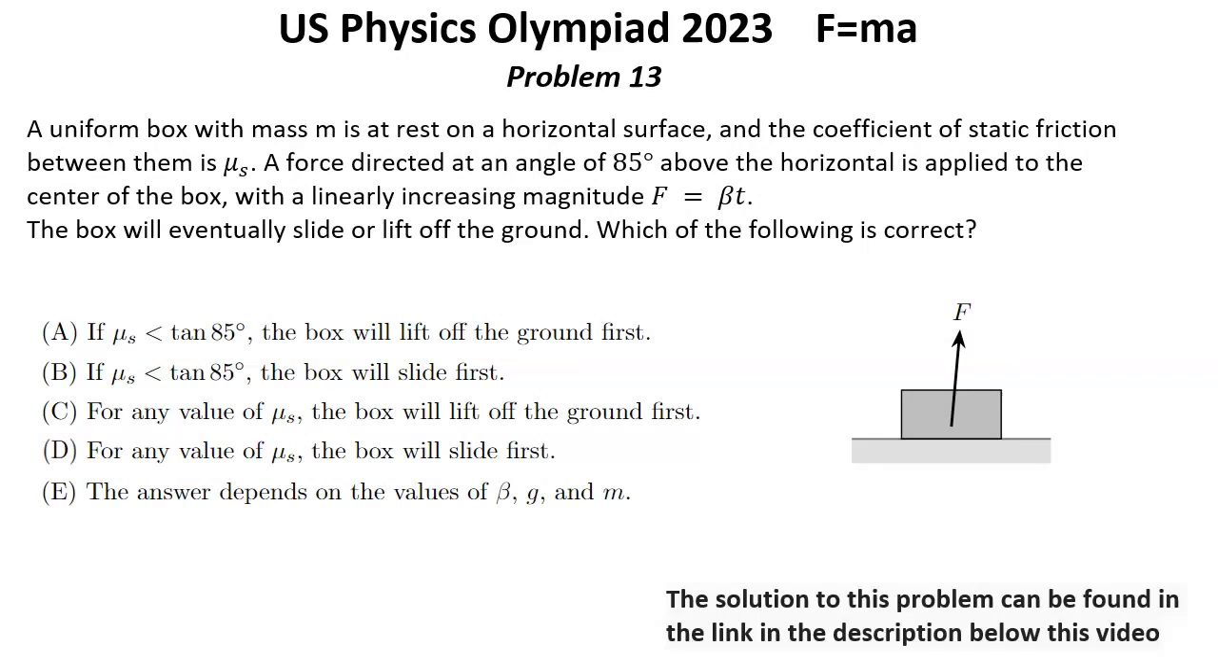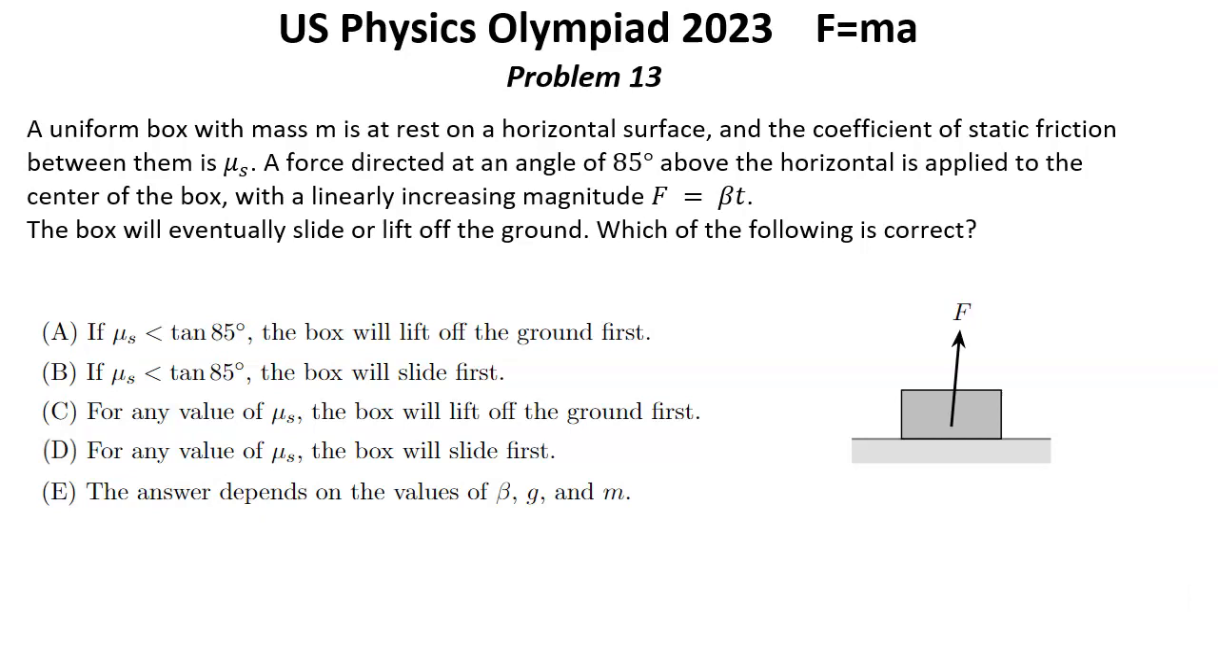Problem number 13. A uniform box with mass m is at rest on a horizontal surface, and the coefficient of static friction between them is mu s. A force directed at an angle of 85 degrees above the horizontal is applied to the center of the box with a linearly increasing magnitude F equals beta t. The box will eventually slide or lift off the ground. Which of the following is correct?